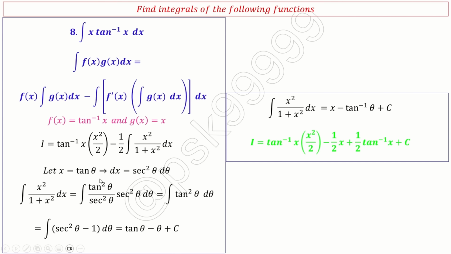Now I will take x as tan theta. So dx is secant square theta d theta. So my integration of x square by 1 plus x square is nothing but integration of tan square theta d theta. This I will write as secant square theta minus 1. So answer is tan theta minus theta plus c, which is x minus tan inverse of x, sorry, not theta, x plus c. So overall answer is tan inverse of x into x square by 2 minus half into x. Minus into minus, plus half into tan inverse of x plus c.